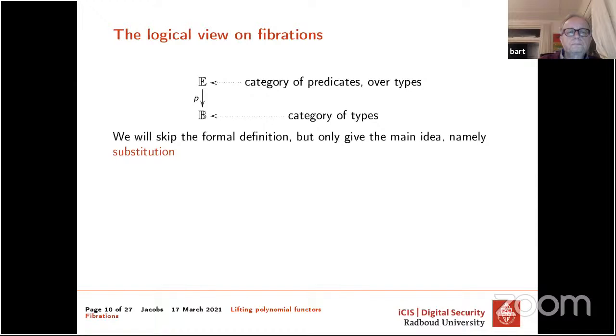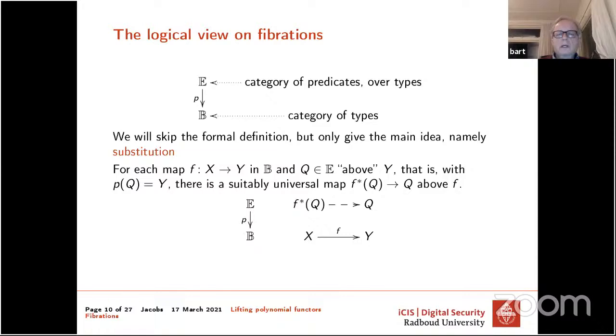I will skip the formal definition because it confuses, certainly in the beginning, and you have to sit down and think through it, but I'll give the idea. So the idea is that if I have my fibration here, and in the base category, I have a map f from X to Y, and I have an object Q above Y. And this "above" is very, very important. That means that the functor p maps Q to Y.